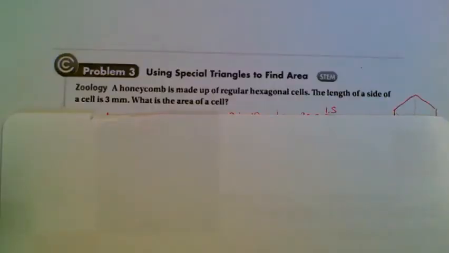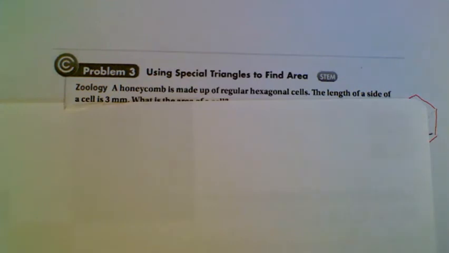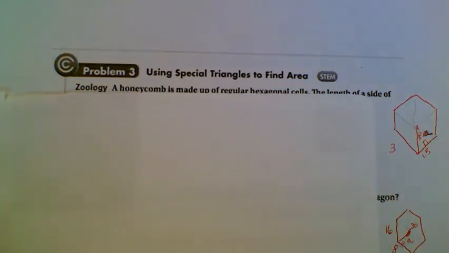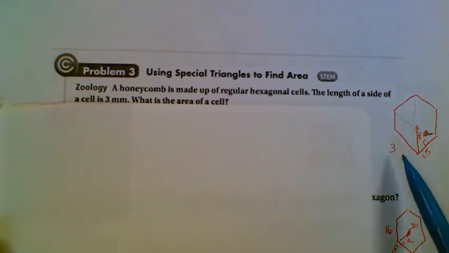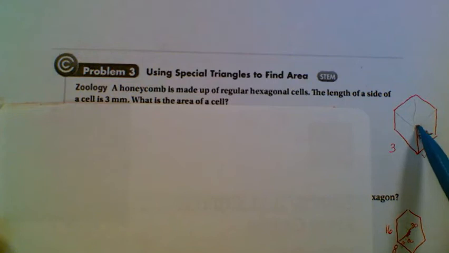In problem 3, there was a honeycomb that said it was made up of regular hexagonal cells, and the length of the side is 3 millimeters. It's asking for the area of the cell. So what I did was I drew a hexagon, and I labeled that each side length was 3, and then I started to draw out each central angle.